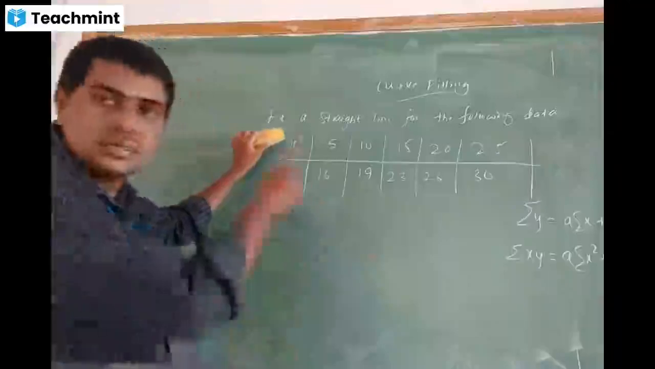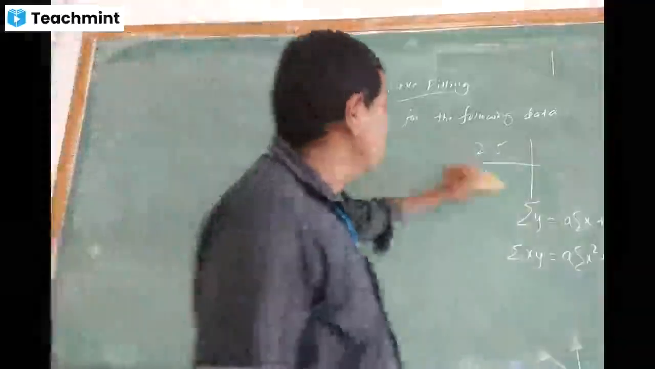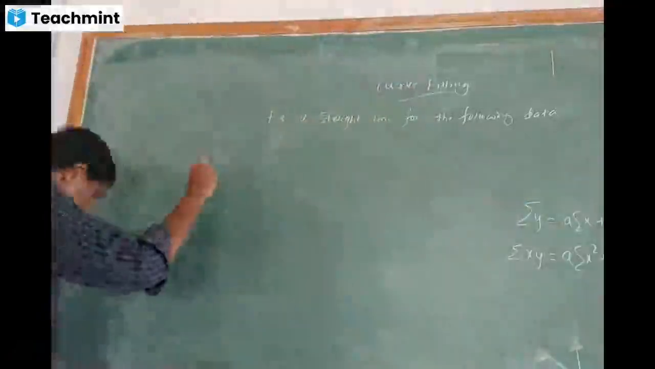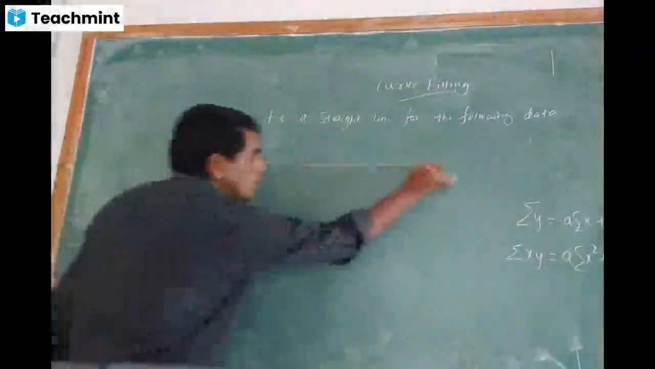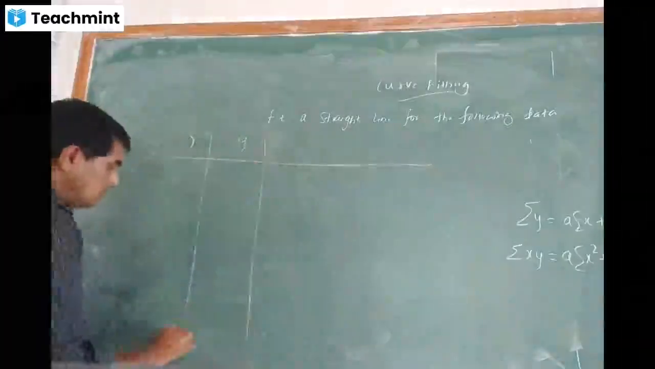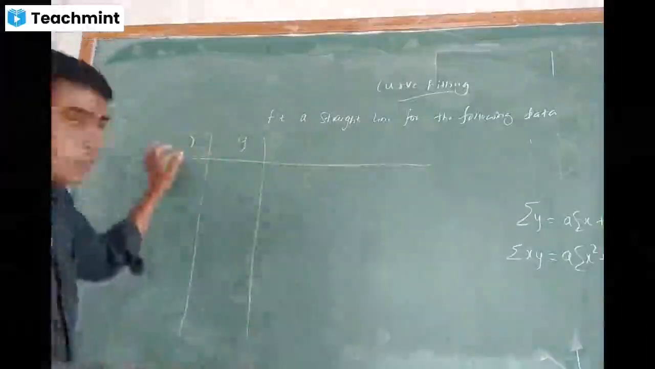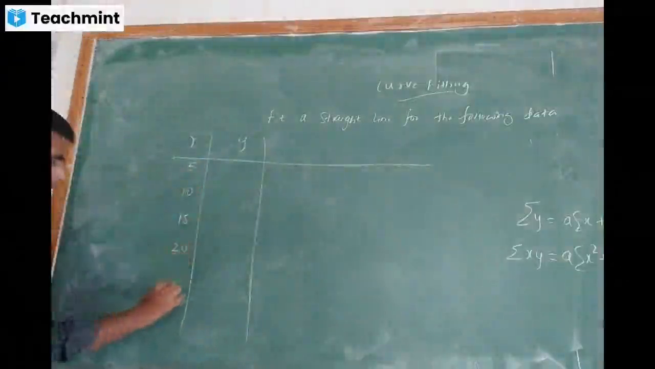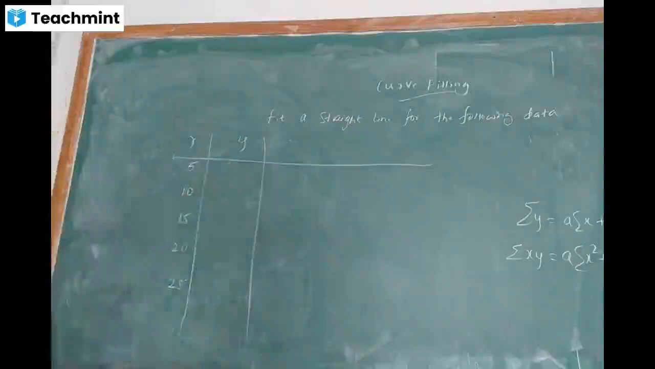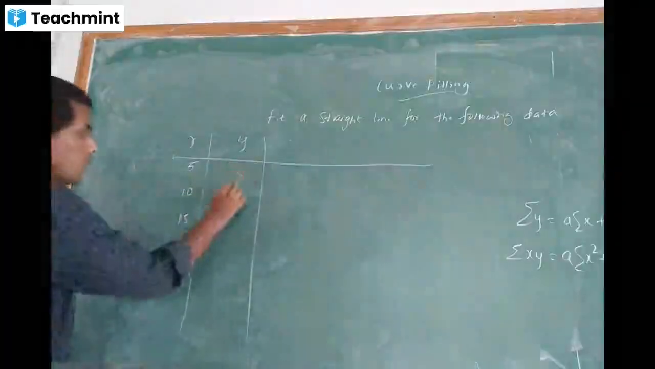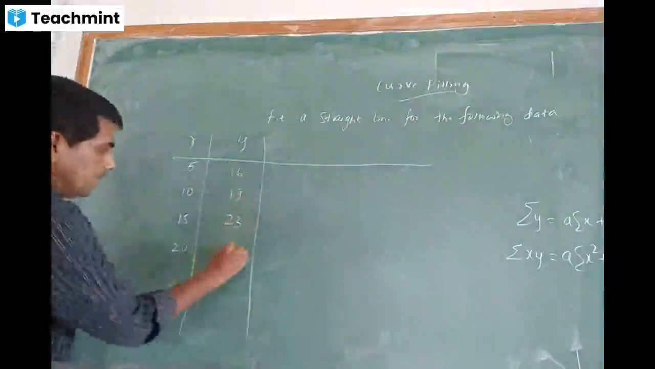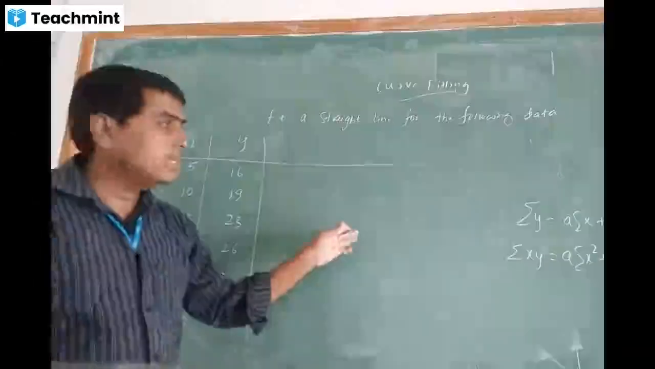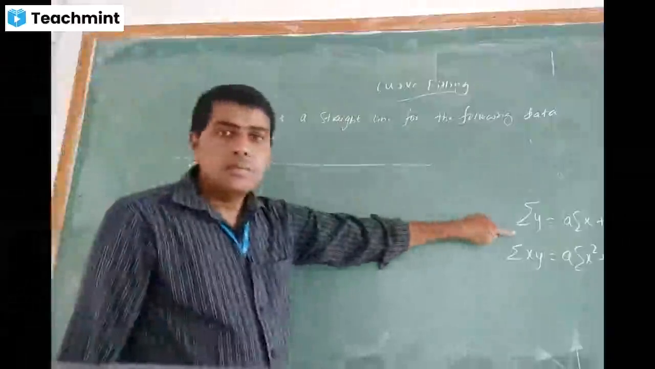And now let us change the format of the table. Just keep the calculator with you now. So x values 5, 10, 15, 20, 25. Next, y values are 16, 19, 23, 26, then 30. So now, next you have to create the columns with respect to the normal equation. Sigma y.